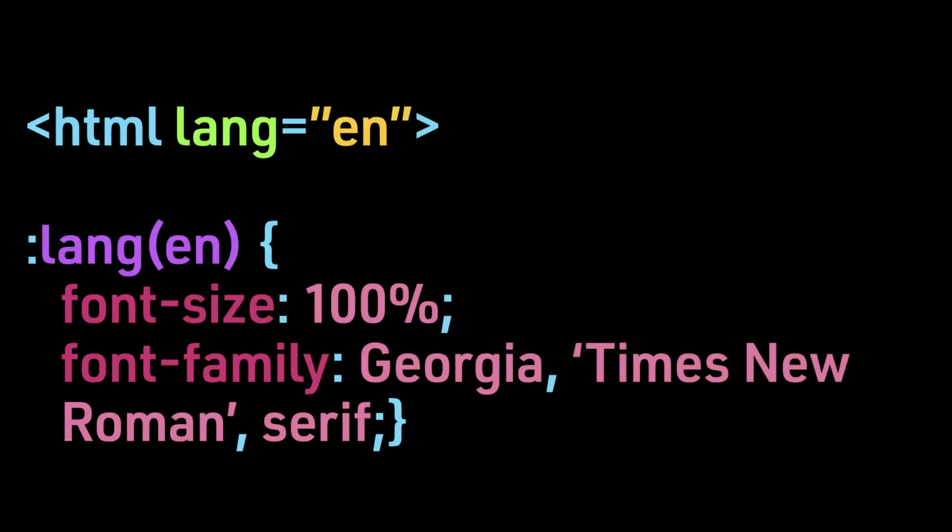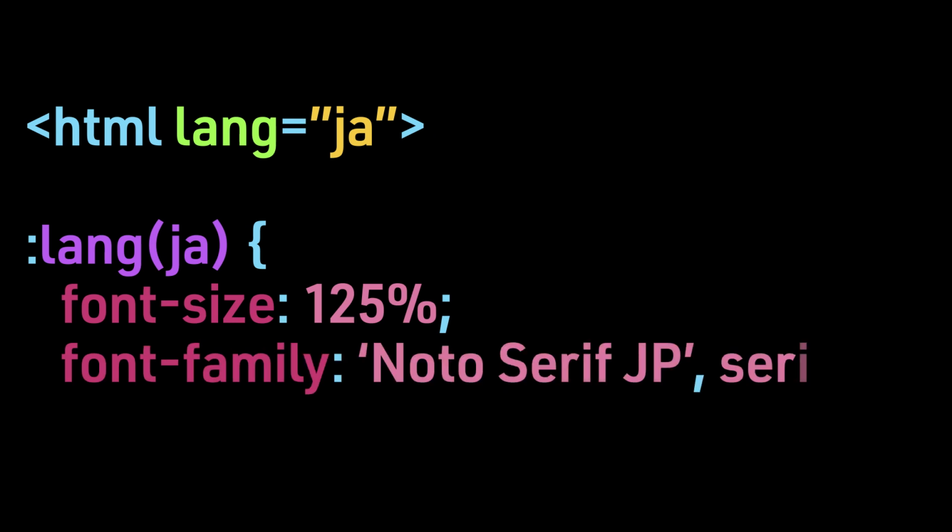HTML lang equals "en" in quotation marks, colon lang(en) in parentheses, font-size 100%, font-family Georgia, Times New Roman, serif. HTML lang equals "ja" in quotation marks, colon lang(ja) in parentheses, font-size 125%, font-family Noto Serif JP, serif.